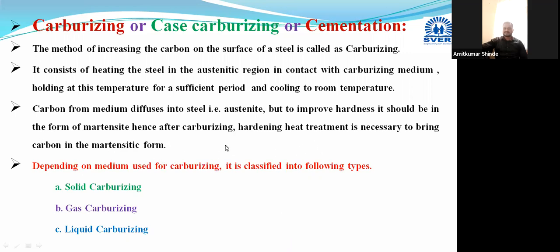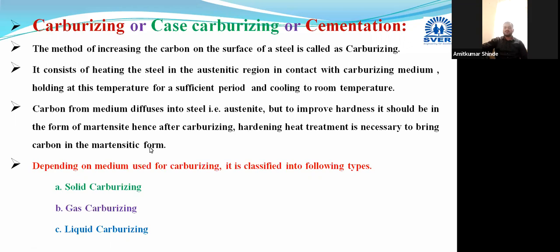How to do this, all four types of hardening methods in carburizing, I have added in one separate slide. After the types explanation, I will explain there. Just remember here, when carbon diffuses into the steel, we are required to perform one hardening heat treatment process to convert that carbon into the martensitic form to get better hardness.